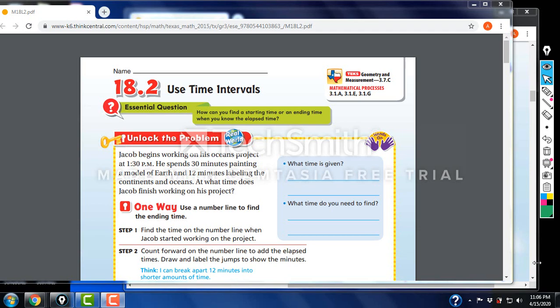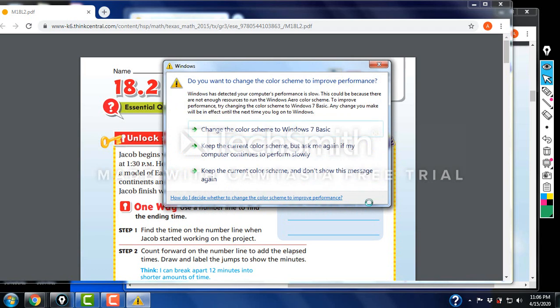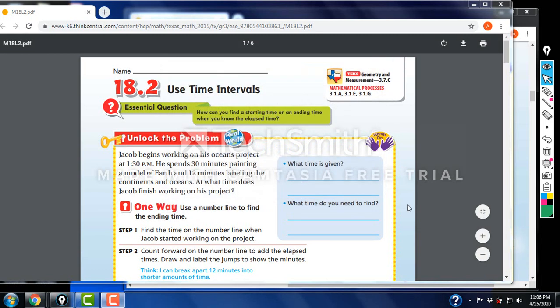And we're looking at using time intervals. So now we're going to see how you can find a starting time or an ending time when you know elapsed time. Your last lesson was determining elapsed time. Today's lesson is we're going to try to find the ending time or starting time given the elapsed time. So everything is interrelated. And again, it may seem a little complicated right now, but if you just follow the steps that we're going to work on right now, it'll make this a little bit more clearer.